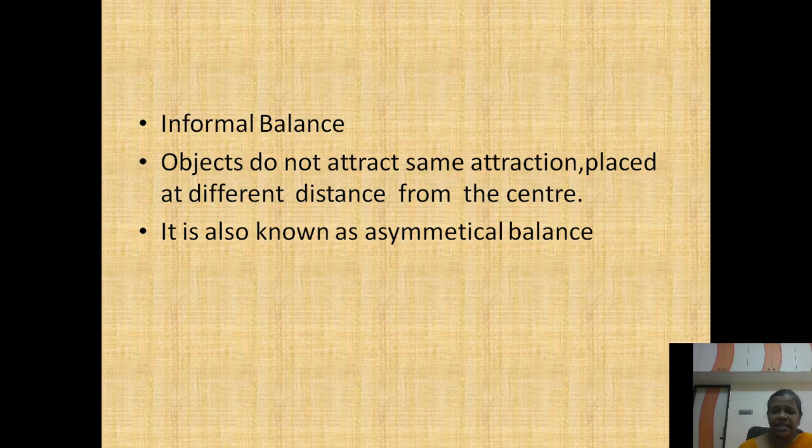So here you can see, what is the informal balance? The objects do not attract the same attraction, and they are placed at what? Different distance from the center. Okay, the objects must not be what? Same. It is called as what? The informal balance. That balance is otherwise known as asymmetrical balance.